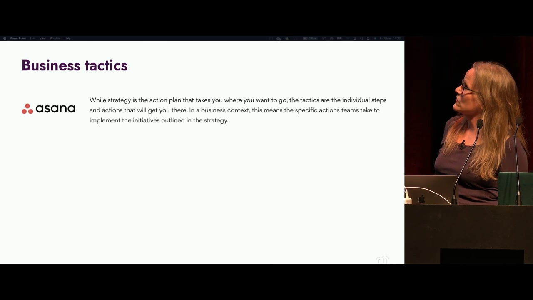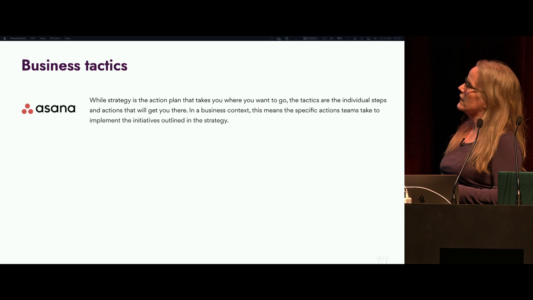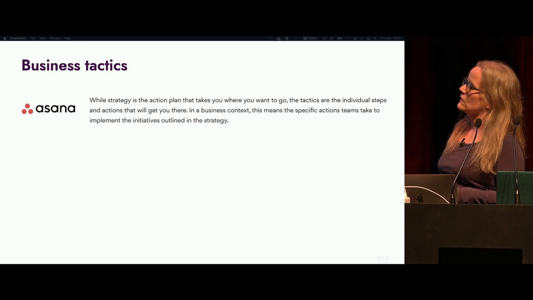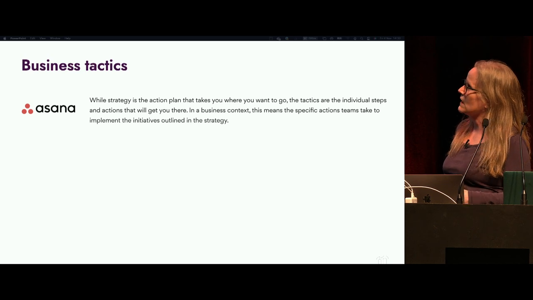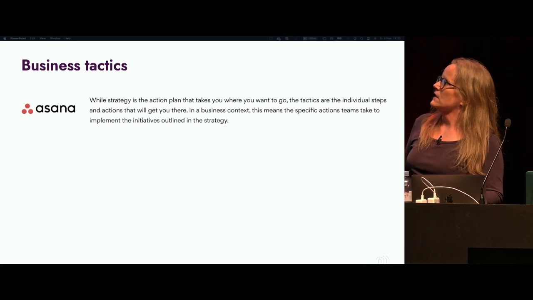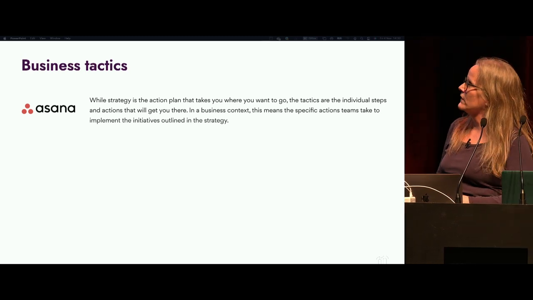So Asana says, while strategy is the action plan that takes you where you want to go, the tactics are the individual steps and actions that will get you there. And then in a business context, the specific actions teams take to implement the initiatives outlined in the strategy. I quite like that definition of tactics, so I put that there.